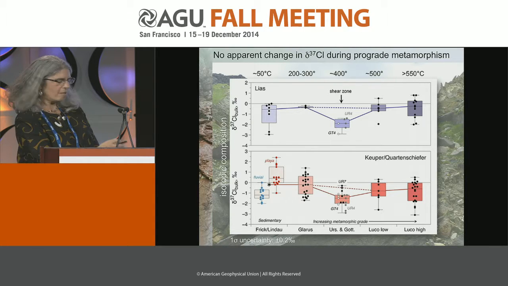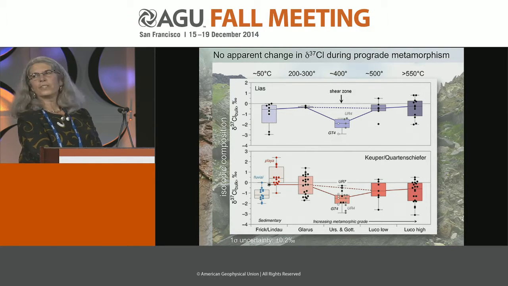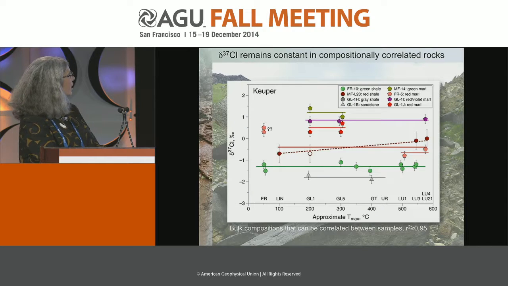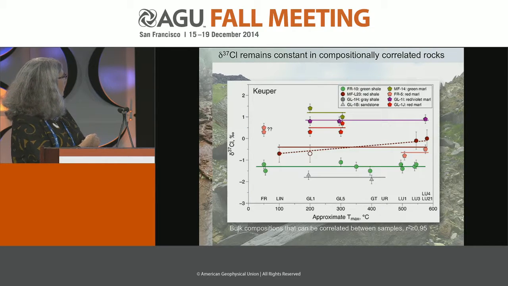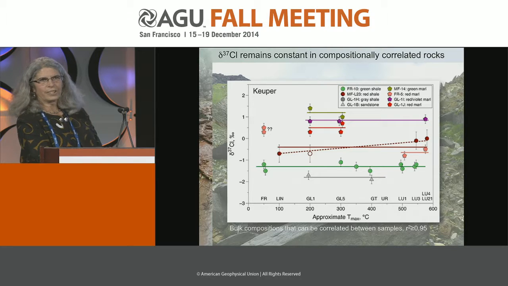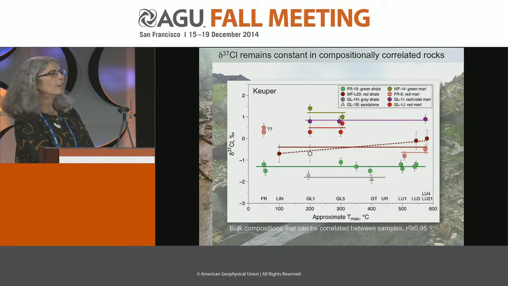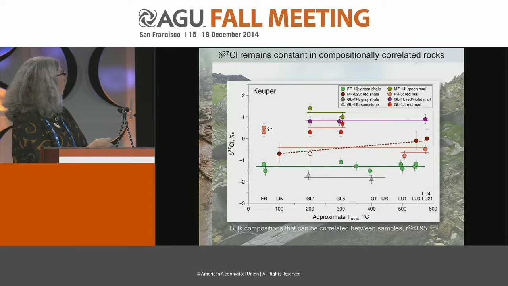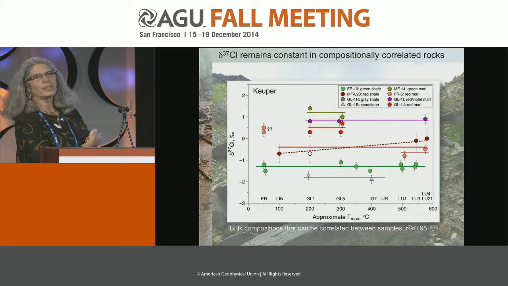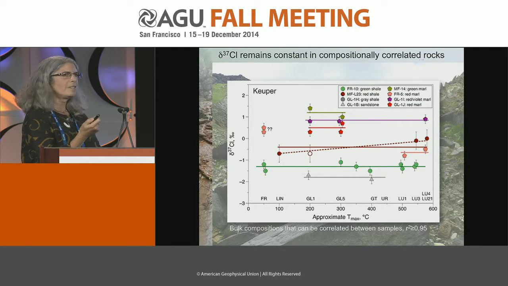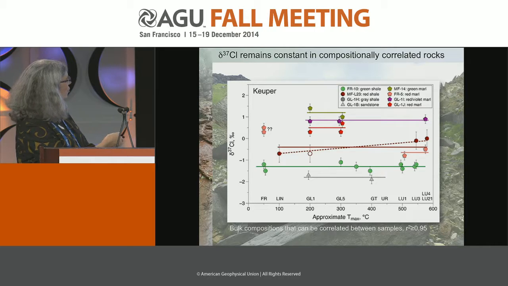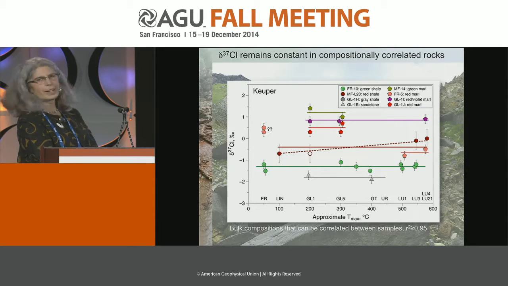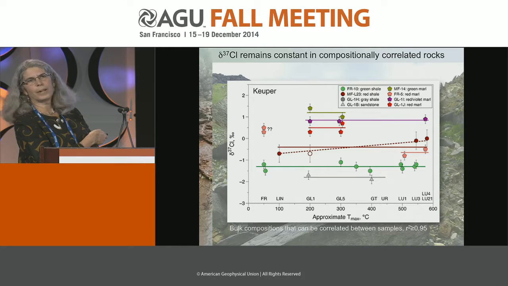What I really want to do now is take a look at single bulk compositions and what happens to their chlorine isotope composition as we go from sedimentary protolith up through the different metamorphic facies. So now what I've plotted on here, I've taken bulk compositional data, so major and trace element data, for a large suite of samples from each of the different localities. And I've correlated their bulk compositions. So I compare one rock with another one. And if the bulk compositions are correlated with R-squared values greater than 0.95, they're included on this plot right here.